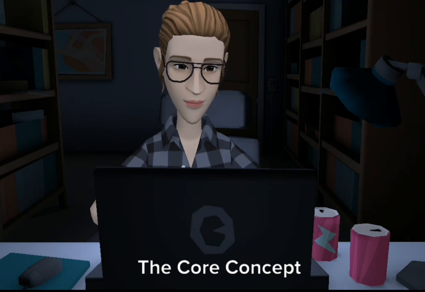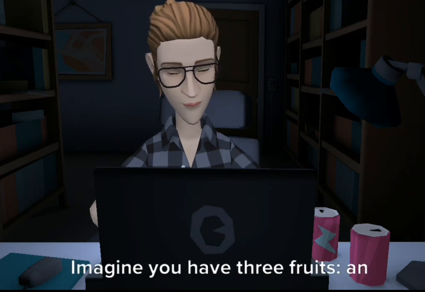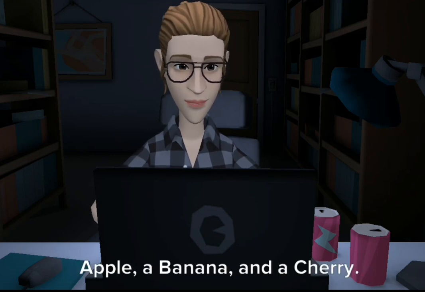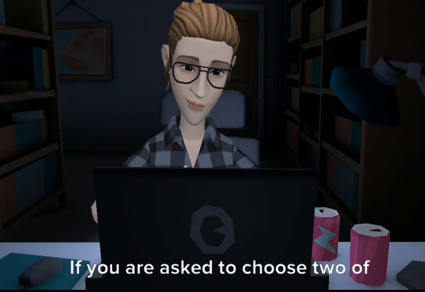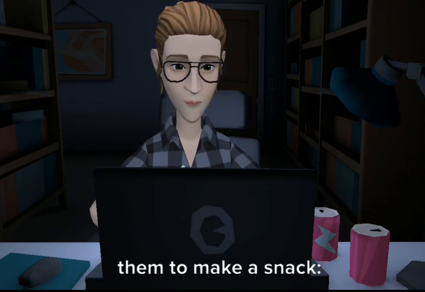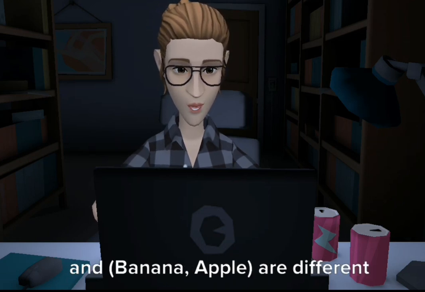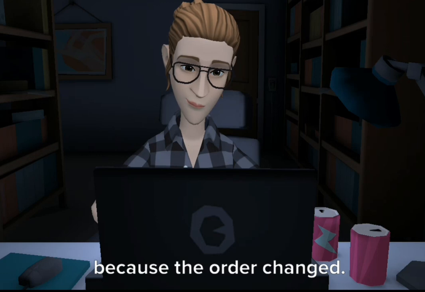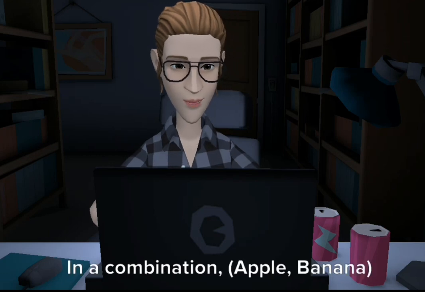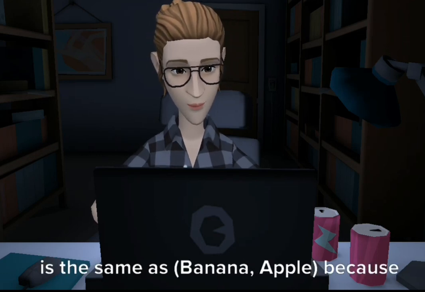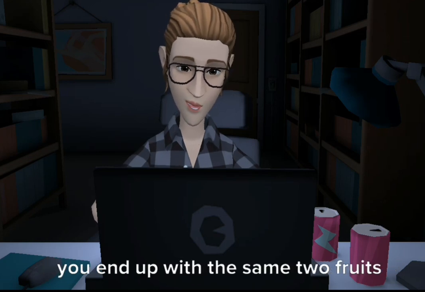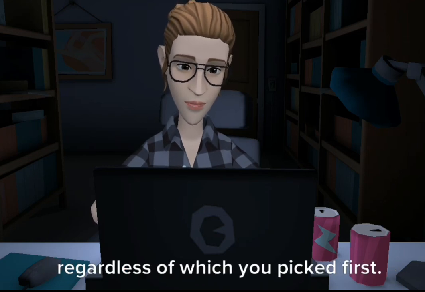The core concept. Imagine you have 3 fruits: an apple, a banana, and a cherry. If you are asked to choose 2 of them to make a snack. In a permutation, apple, banana and banana, apple are different because the order changed. In a combination, apple, banana is the same as banana, apple because you end up with the same 2 fruits regardless of which you picked first.